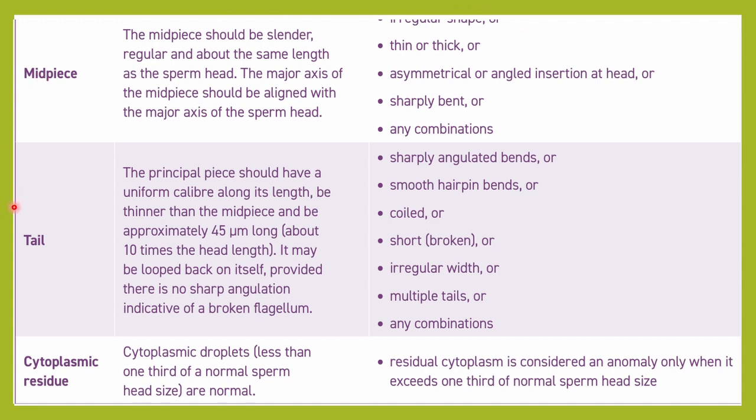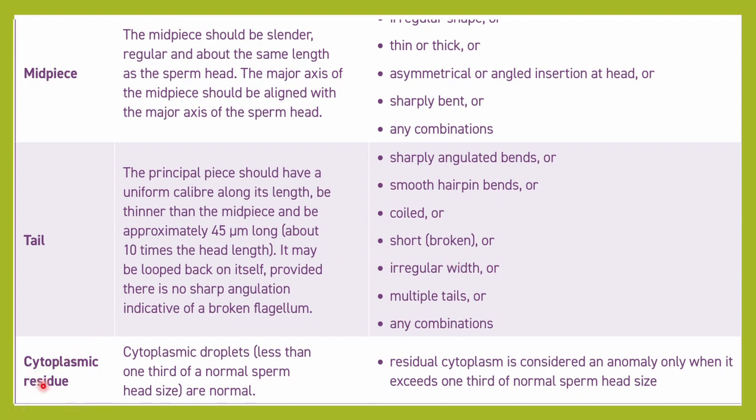Now the tail. I have told you the tail has the principal piece and the terminal piece. This principal piece should have a uniform caliber along its length, it should be thinner than the midpiece, and be approximately 45 micrometers long. It can be looped back on itself provided there is no sharp angulation. Sometimes there could be sharp angulation, sharp hairpin bends, it can be coiled, short, broken, irregular, it could have multiple tails, or any combination.